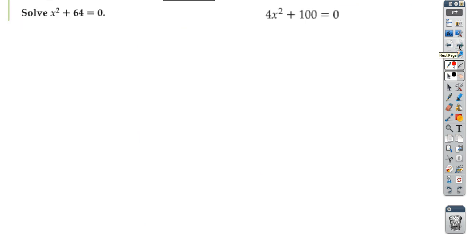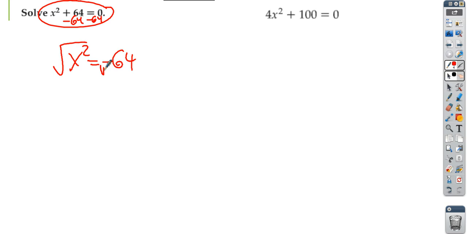Okay, now that we know what imaginary numbers are, we can use them to solve equations that we couldn't previously solve. So if you had to solve this equation here, you would start by subtracting 64. That means x squared equals this. We need to square root both sides and put a plus or minus in front.